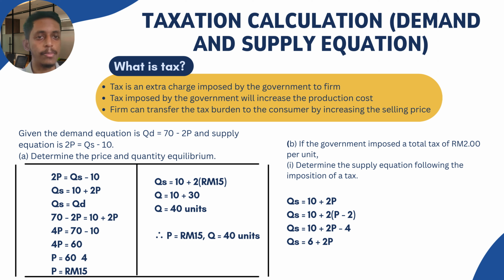Next, we focus on part B. Part B is about the government imposing a tax of 2 ringgit per unit. So we need to find the new supply equation. Here is the logical calculation: the producer used to supply based on the price, but now for every unit they sell at the price of P, they have to pay 2 ringgit to the government. So the actual receipt is P minus 2. After the calculations, we see the new supply equation. That means the quantity supply equals 6 plus 2P. This is the equation we would use if we needed to calculate the new and higher market price.